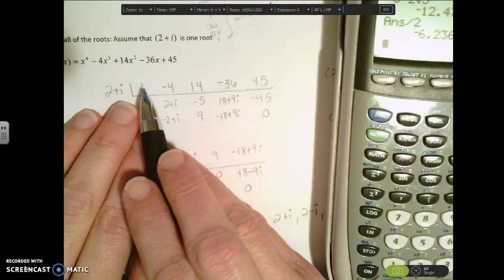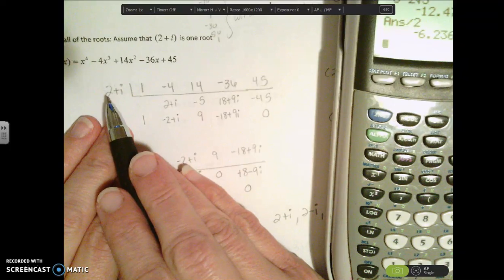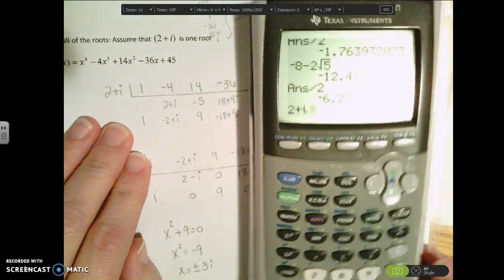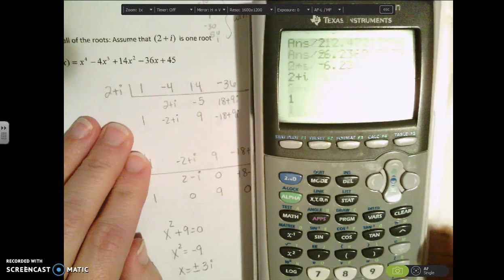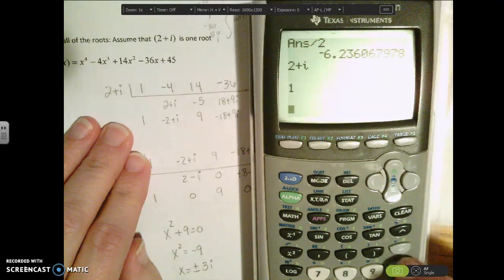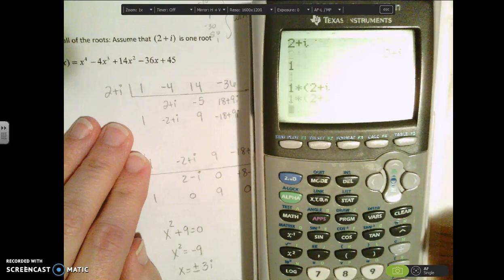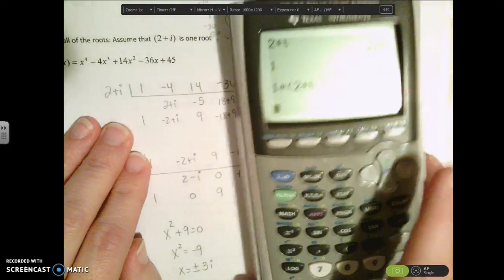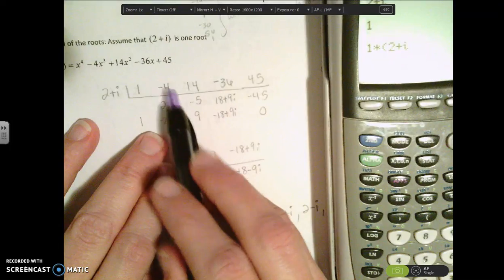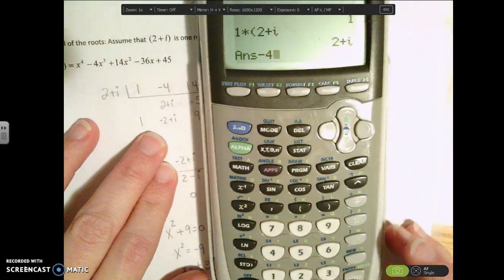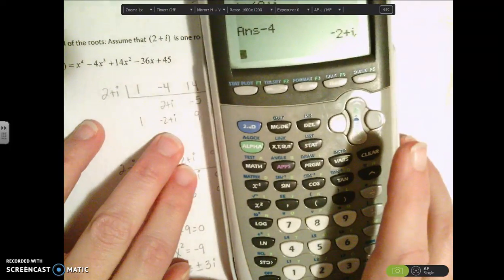So when I divide out 2 plus i, I bring down the 1, I get 2 plus i. So on my calculator, 2 plus i times 1 gives me, whoops, I forgot to hit the times 1. Let's try this again. 1 times 2 plus i, you can't see it very well, gives me 2 plus i. Okay, so I get 2 plus i here. And then I take that and I subtract 4. So minus 4. And I get negative 2 plus i.